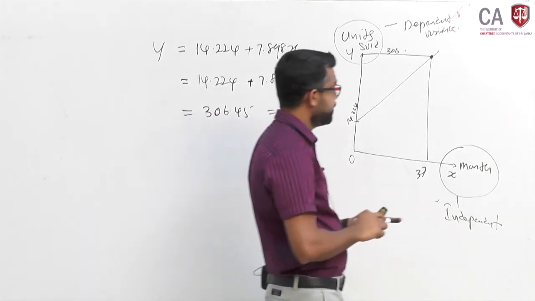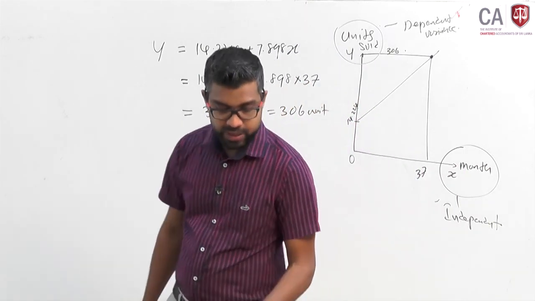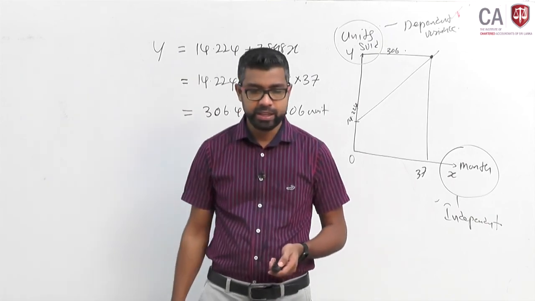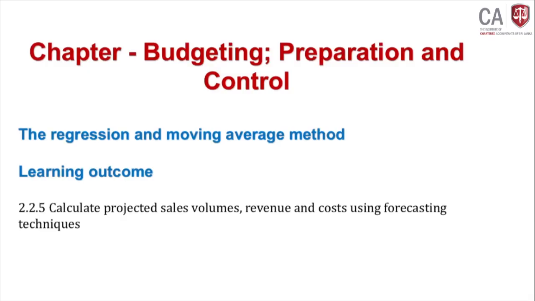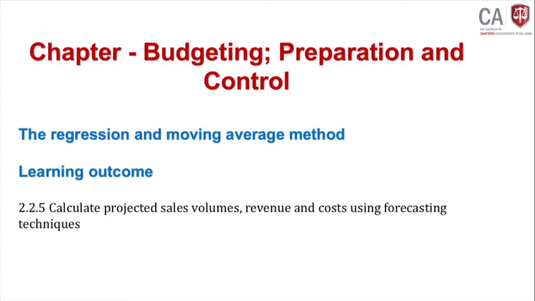Okay, fine. We have done first part of the session, which is the regression line, right? Least square method of linear regression analysis. So second part of this session is what? Moving average method. We will discuss moving average method during next session. Thank you.